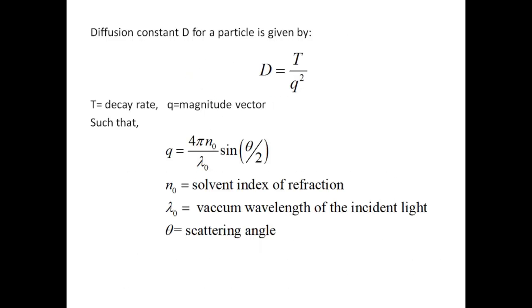So what is D? D is actually the diffusion constant of a particle, which is given by Gamma upon Q square. Here, Gamma is the decay rate of that particular substance, and Q is the magnitude vector, which again is given by 4 pi n naught upon lambda naught sine theta by 2. Okay, so n is the solvent index of refraction, lambda naught is the vacuum wavelength of the incident light, and theta is the scattering angle.